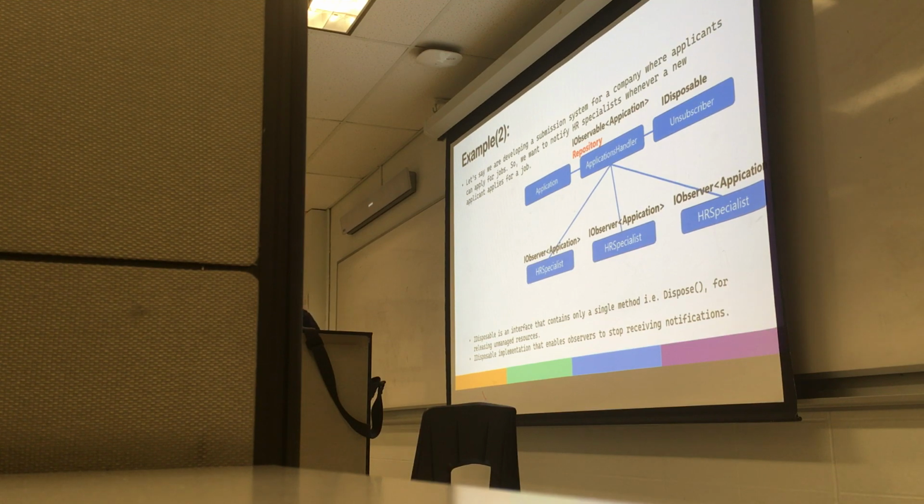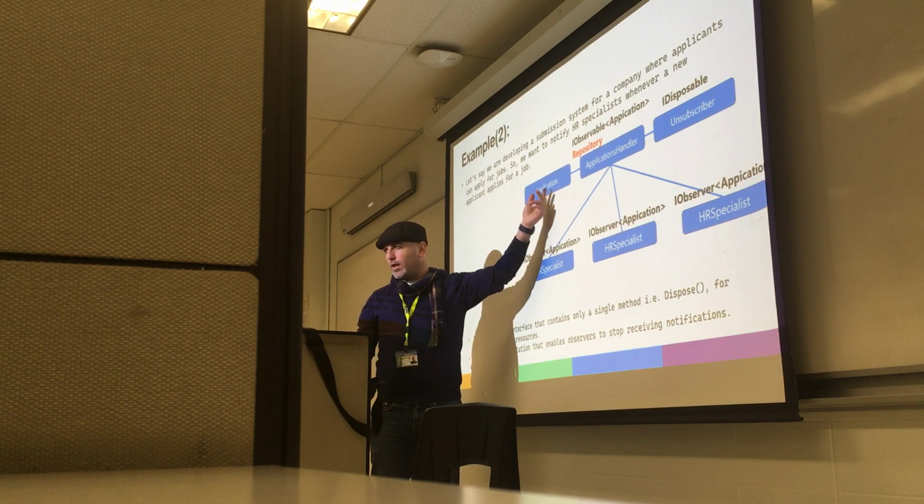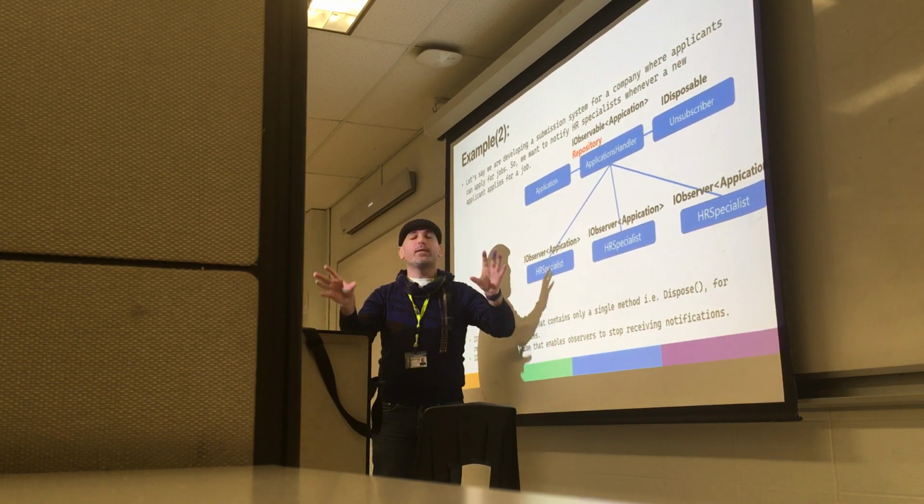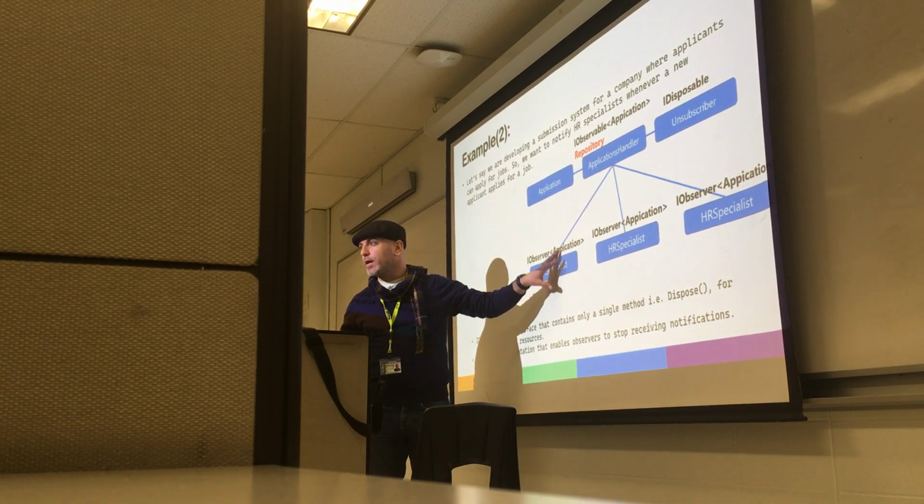So we have a list of jobs, a list of applicants, and a list of observers. Who is the observer here? The HR, the human resource specialist. Now this is a class. You need to analyze the problem when you want to build a design pattern and then apply this structure, this graph.